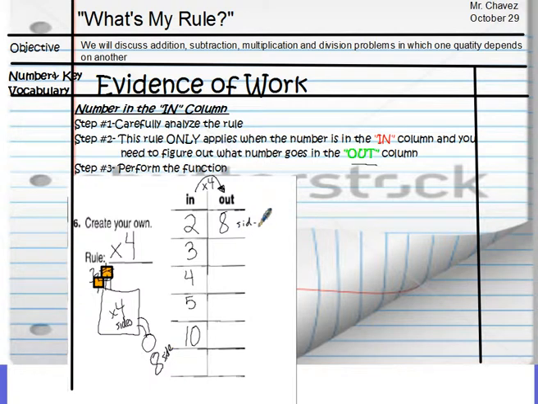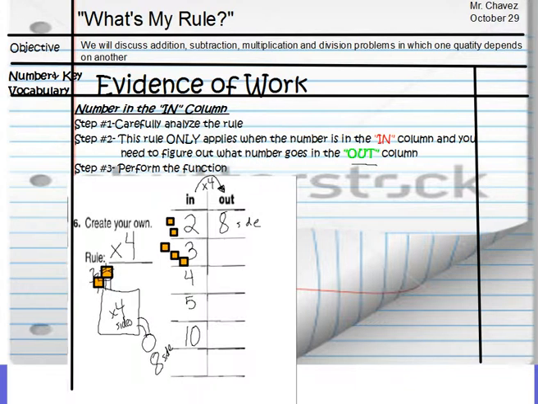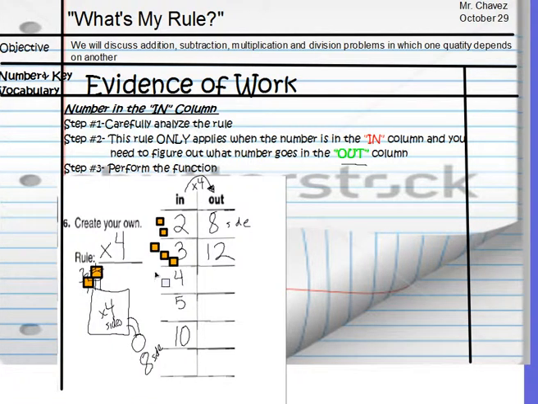And here's how that helps us. So here's 2 squares. Boom. Number of sides, 8. For 3 squares, 1, 2, 3. How many sides are there in 3 squares? 12. 4 squares. How many sides there? Count them.